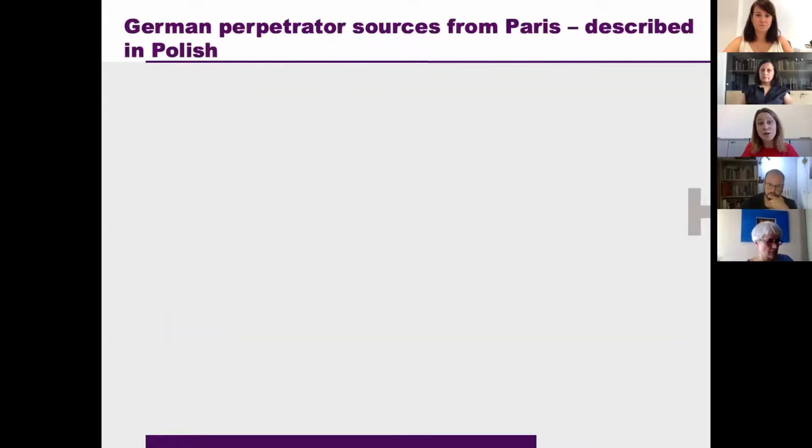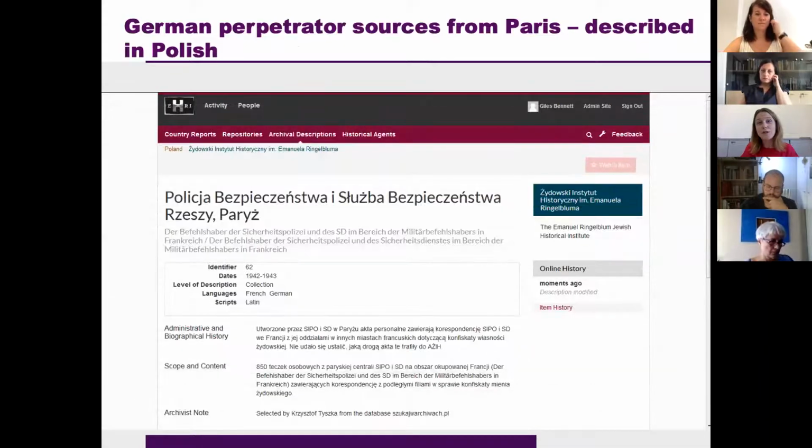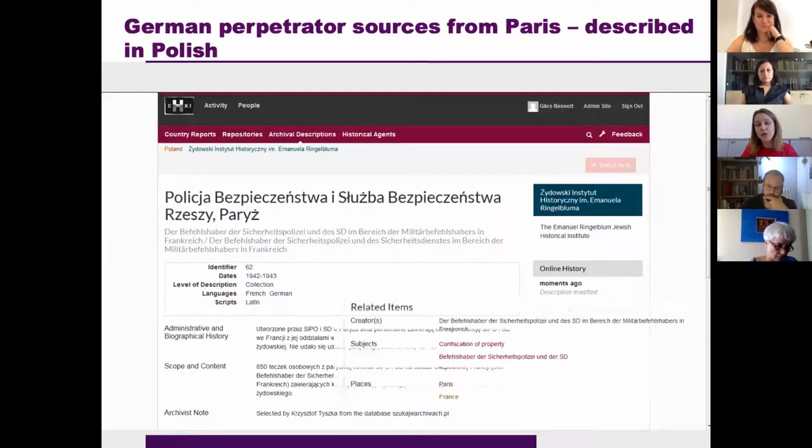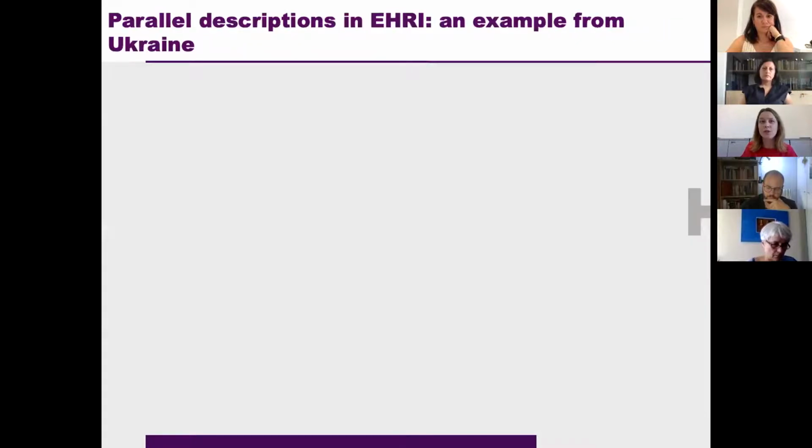So, for example, to give you the less logical location example I promised to you, I do not think that many French researchers have searched for confiscation of property sources from Paris in the archive in Warsaw. These sources are nicely preserved by a Polish archive who nicely describes them in Polish, but before ERI came along and connected all of this to the same creators, I doubted that many people would have found these sources when they were working on this topic.